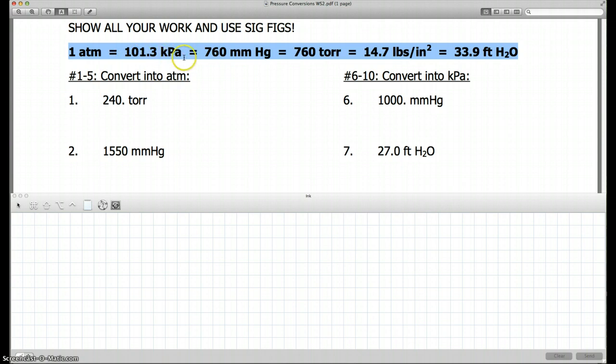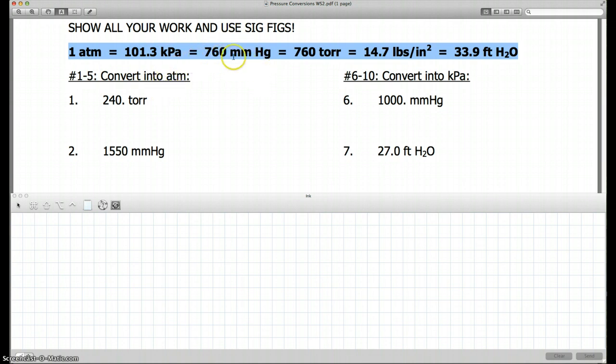101.3 kPa is equal to 1 atmosphere. kPa stands for kilopascals, which is the international standard unit. So if I wanted to talk about gas pressure to somebody in Russia and Japan and Australia at the same time, I would use kPa and everybody would know what I'm talking about.